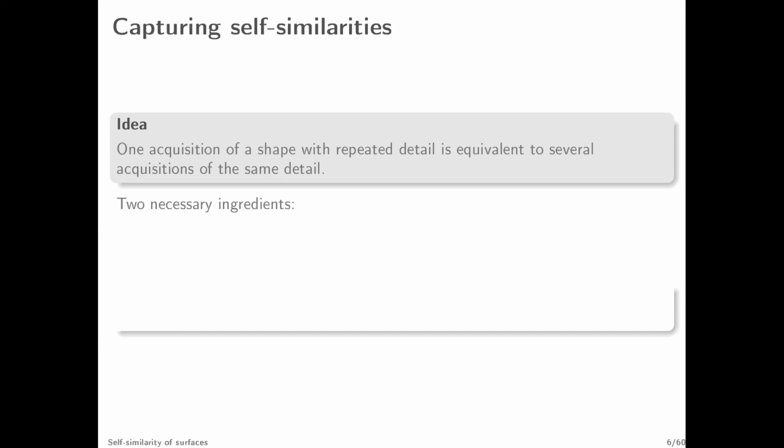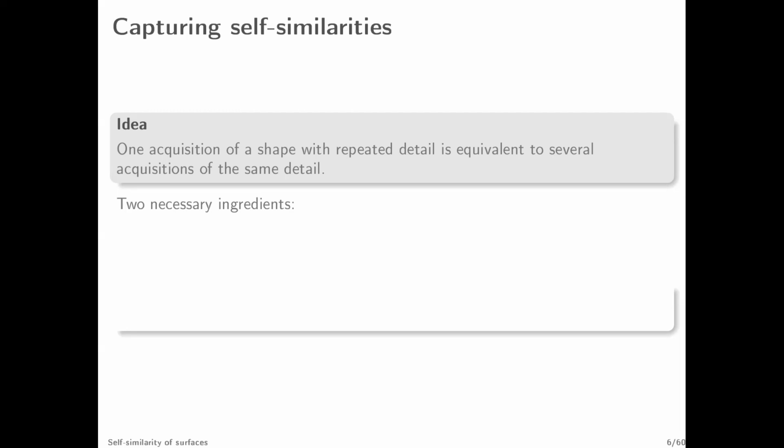The idea is that if we have a single acquisition of a shape with a repeated detail, then it's equivalent to having several acquisitions of the same detail. And if we can make these small details, small acquisitions, talk to each other, then we'll be able to improve the quality of the scan.